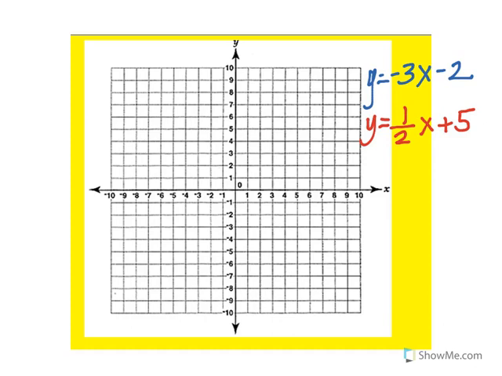So I'm going to start with y equals -3x minus 2. That means that on the y-axis, I'm going to start at -2. From -2, the slope tells me that I'm going to go down 3, 1, 2, 3, and over 1.